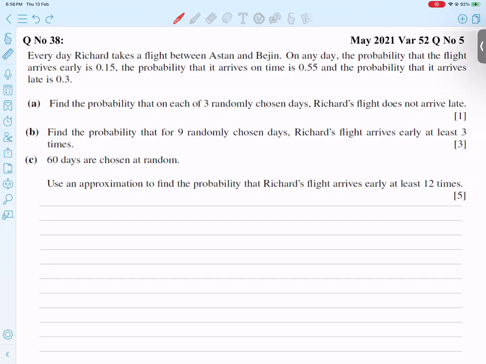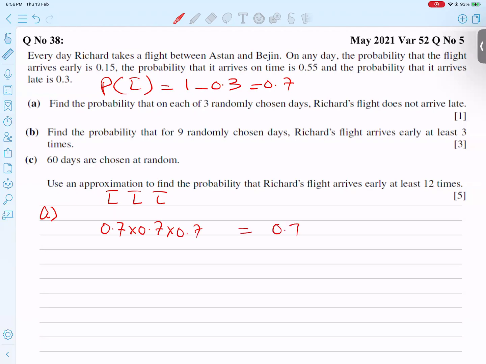He's asking for the probability that on each of 3 randomly chosen days, the flight does not arrive late. Late is 0.3, so not late is 1 minus 0.3, which equals 0.7. On each of the 3 days: not late, not late, not late. So 0.7 times 0.7 times 0.7, which becomes 0.7 to the power 3. I believe this point is very clear.